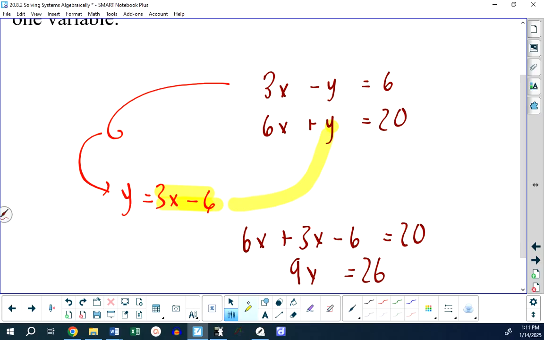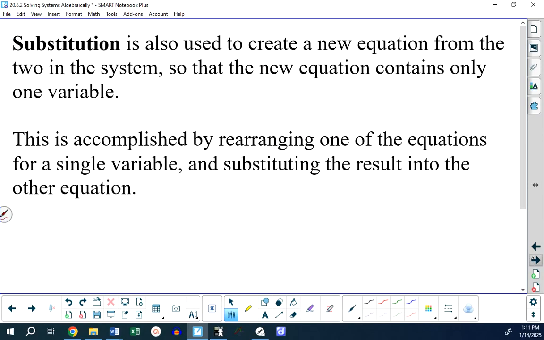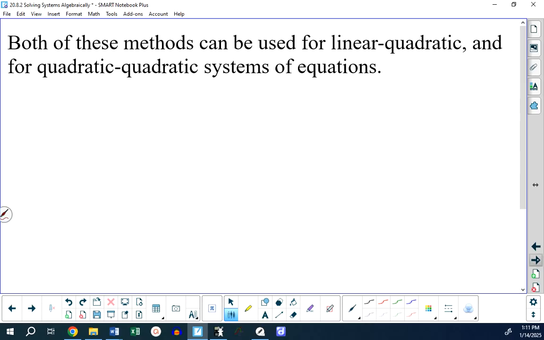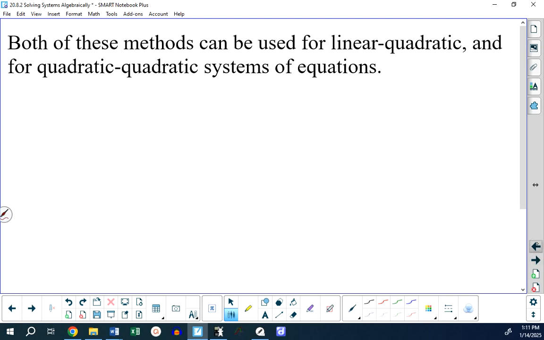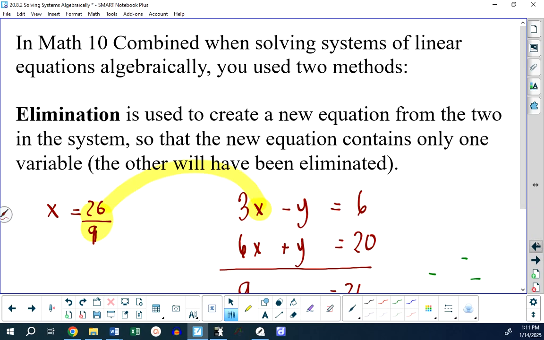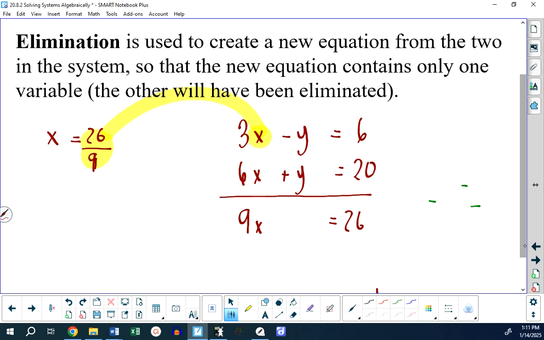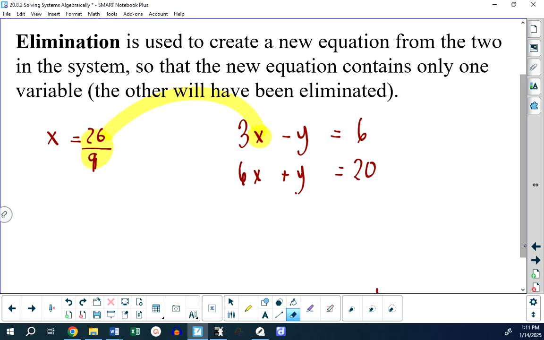So do you remember doing this and calling it substitution? Vaguely, okay. So you rearrange one of the equations for a single variable and substitute the result into the other equation. You can use this for any system of equations, but it gets more complicated when you have a quadratic equation. So, example, solve the following system using elimination. You will notice, I hope you noticed, that when I write down a system of equations, I want to go back and just look at the system of equations before I started messing with it here.